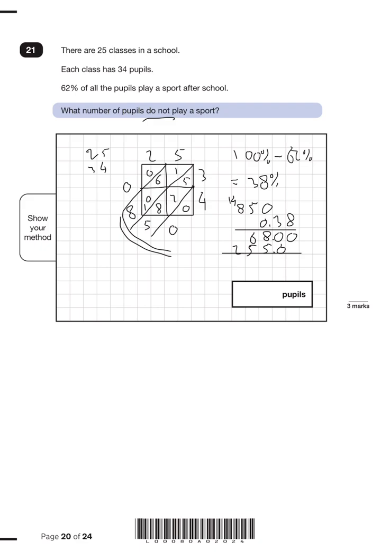8 plus 5, 13. 6 plus 6, because 1 and 5 make 6, is 12. 1 plus 2 is 3. So the answer is 323. And that is how many pupils do not play a sport. 323.